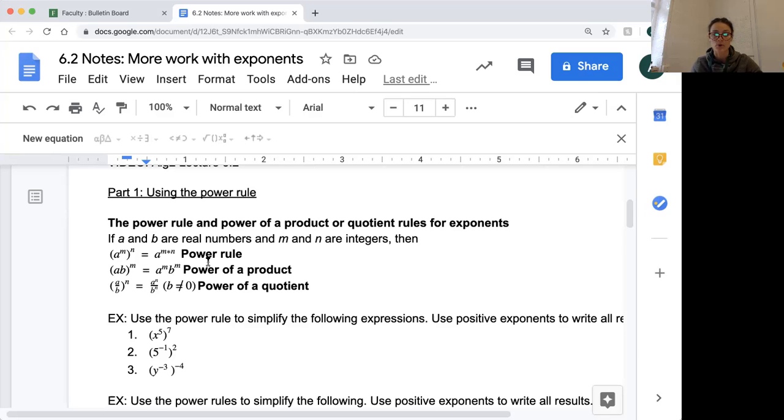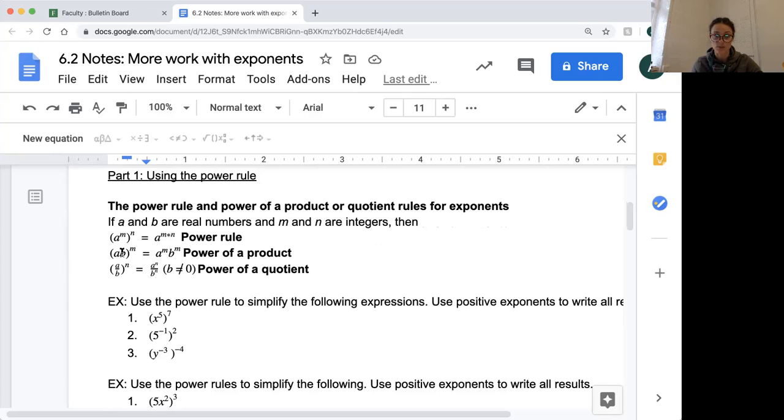Next, we have power of a product. When we have a product, A times B, product means multiplication, raised to a power, (A times B) to the M, we almost have to think of it as distributing the power to each of the bases, right? So (AB) to the M is equal to A to the M times B to the M. Power of a product rule there.